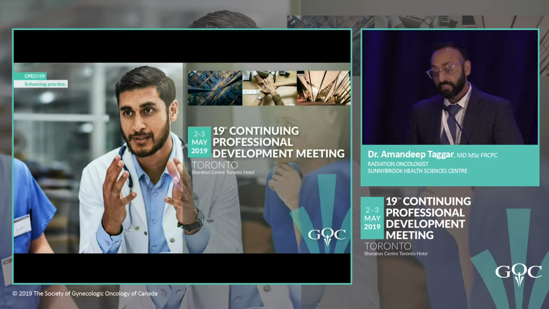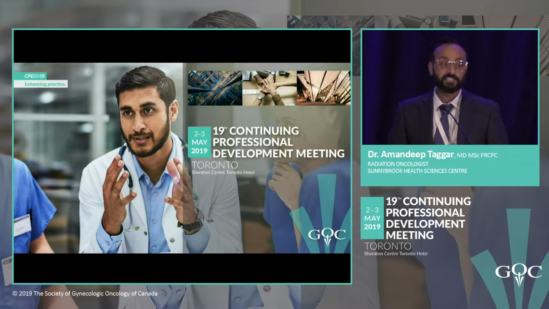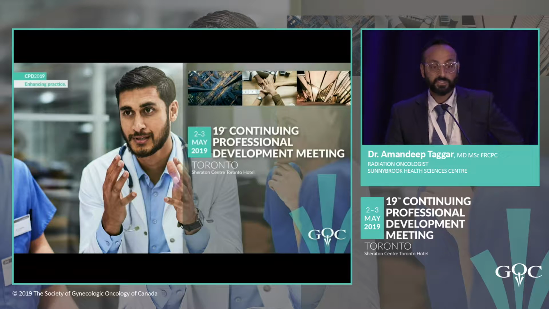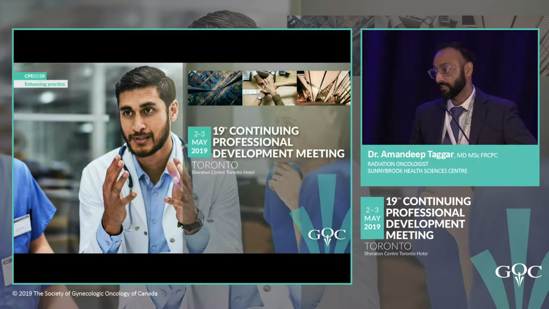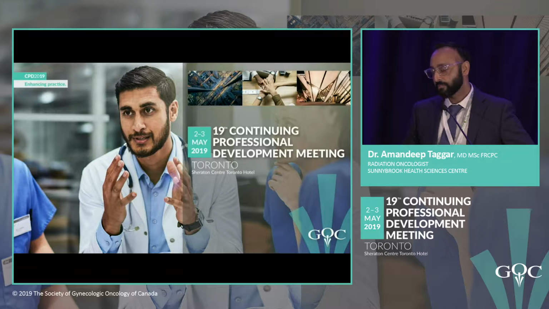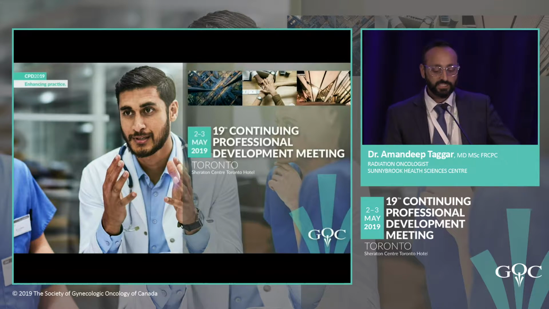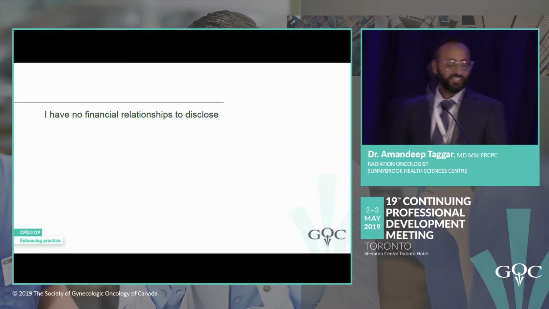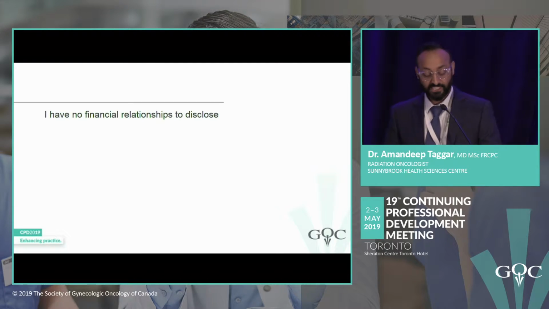Ovarian cancer is the second most common gynecological cancer diagnosed in North America, and we know surgery and chemotherapy are the mainstay of ovarian cancer treatment. In fact, radiation was used at some point, so I will try to give you some perspective of how radiation was used in the past, and potentially what are some of the areas where radiation can be used in the future. I have no financial disclosures.